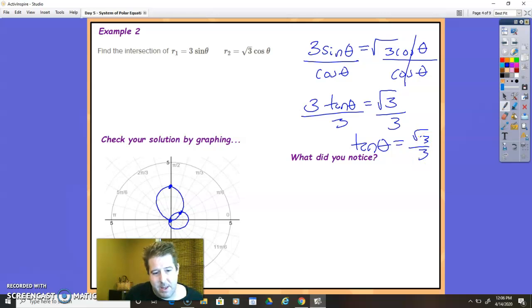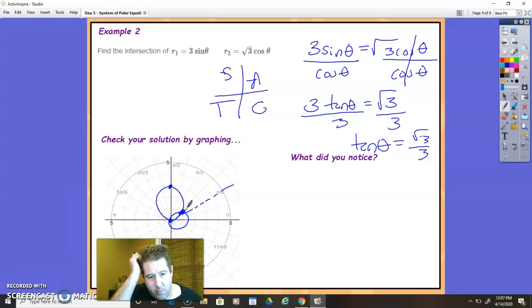Now, as I mentioned a second ago, this is going to have 2 different answers because all students take calculus. So tangent is both positive in the first and the third quadrant, and tangent of 30 degrees is square root of 3 over 3. So this should have been 30 degrees, which is pi over 6, which is pretty close to where my graph hit.